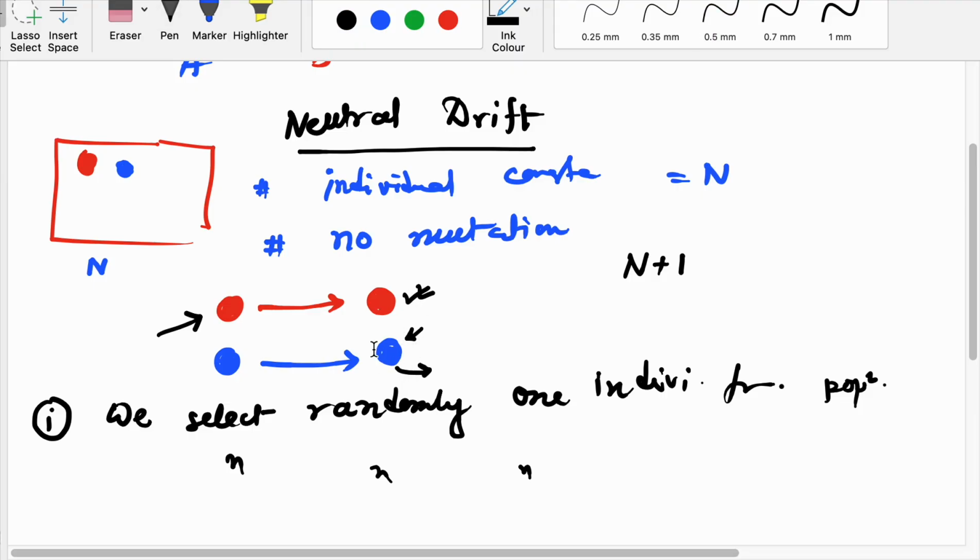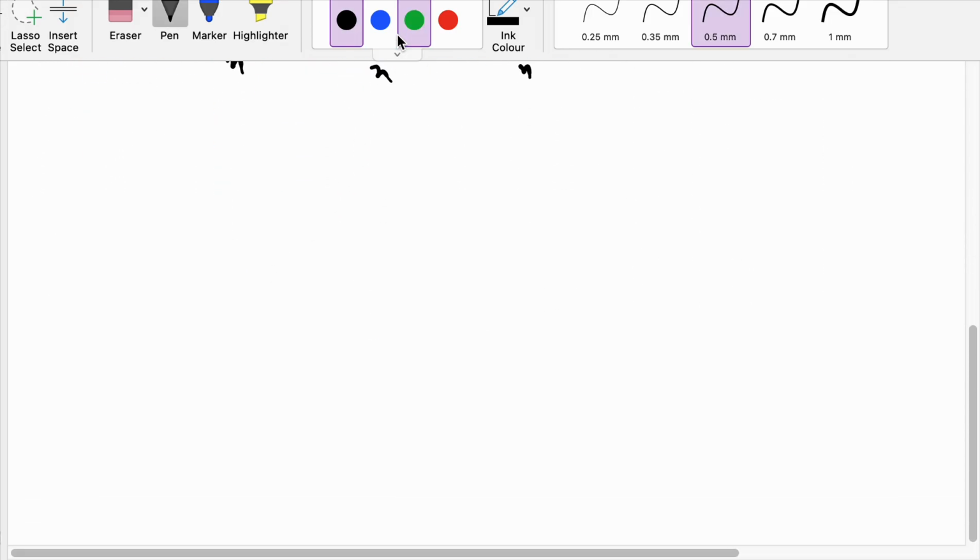So that is our process, and this process is named after the geneticist P.A.P. Moran, who invented this process in 1958. It is called the Moran process. Is the process clear?